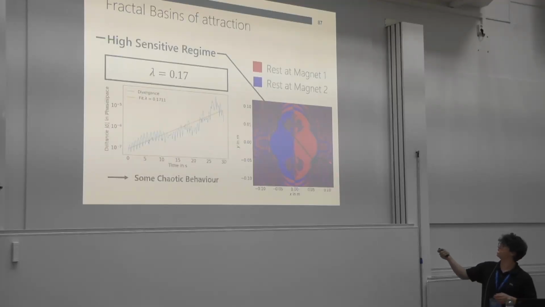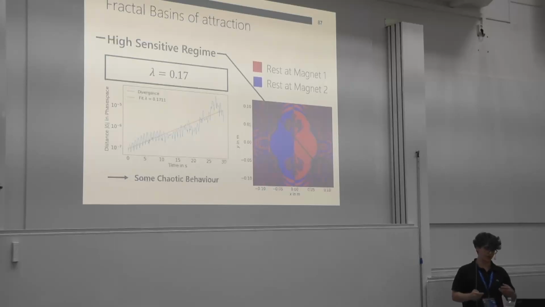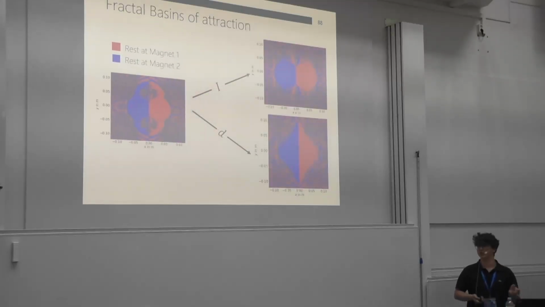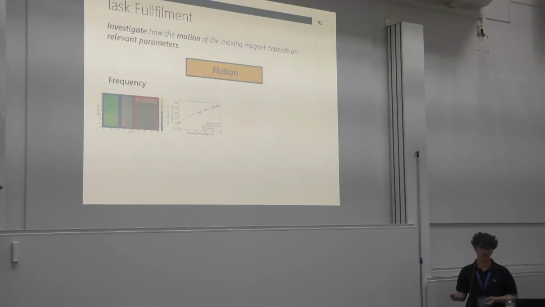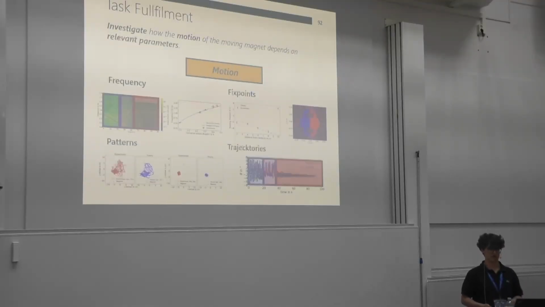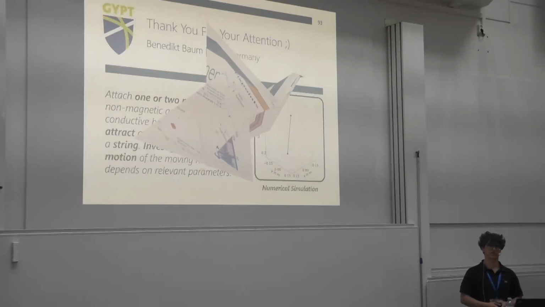In the outer regions, we have a high sensitive regime, actually causing some chaotic behavior, which we can see for different parameters. And then for the task fulfillment, we both experiment- and theory-wise investigated the motion on frequency, fixed points, patterns, and trajectories. Thank you very much for your attention.